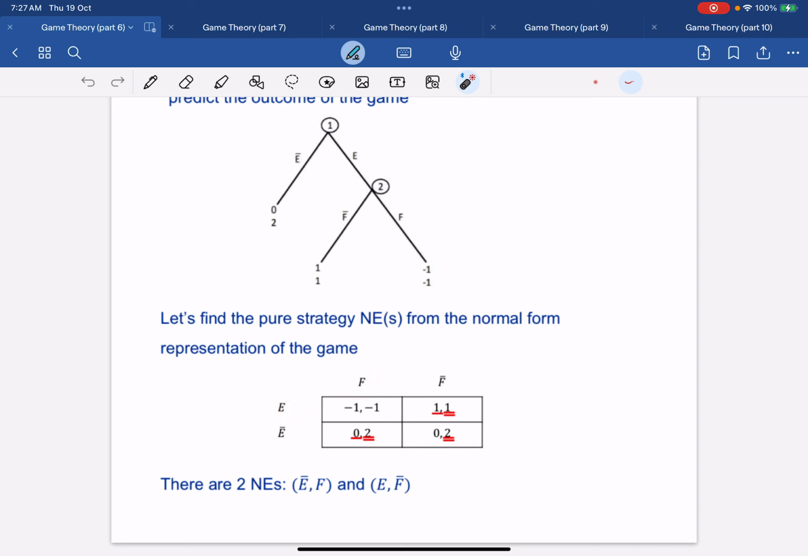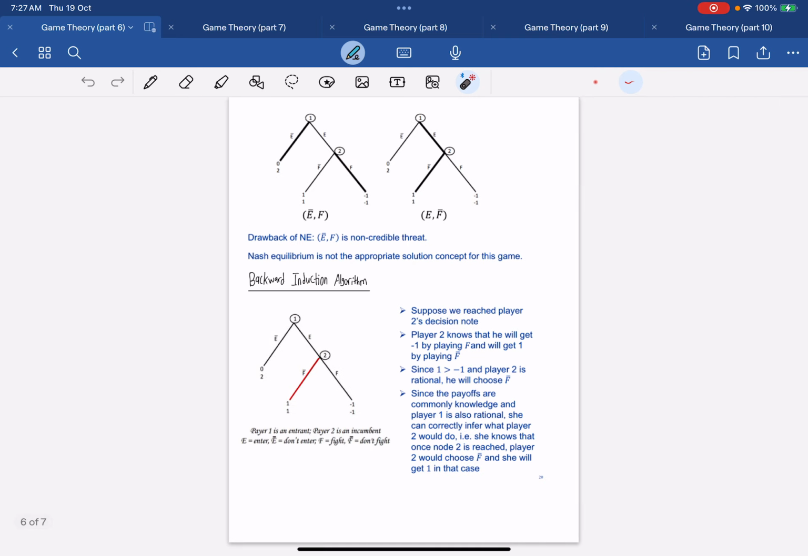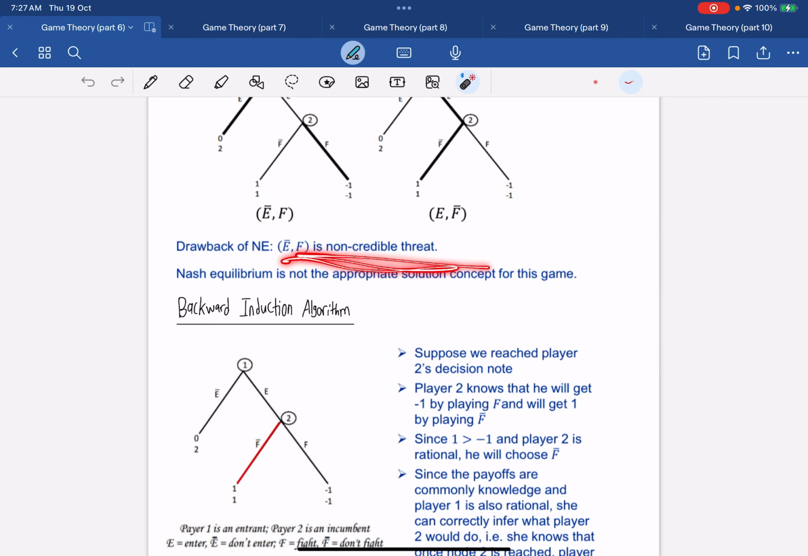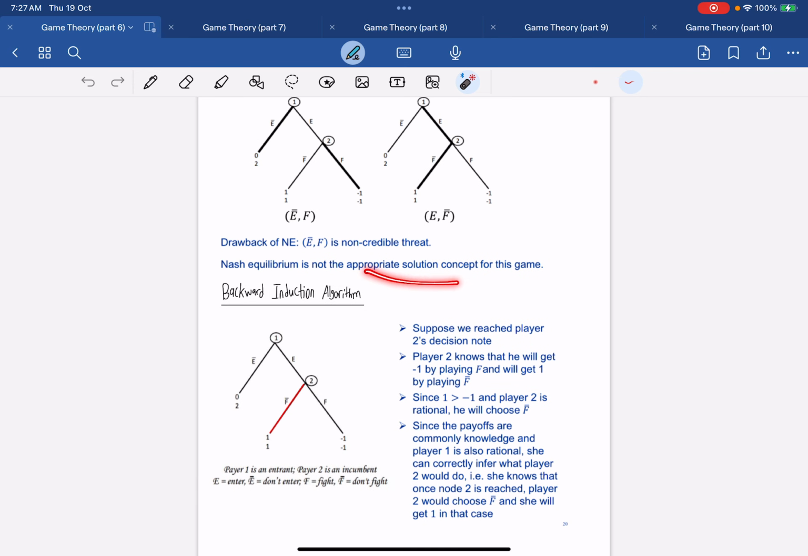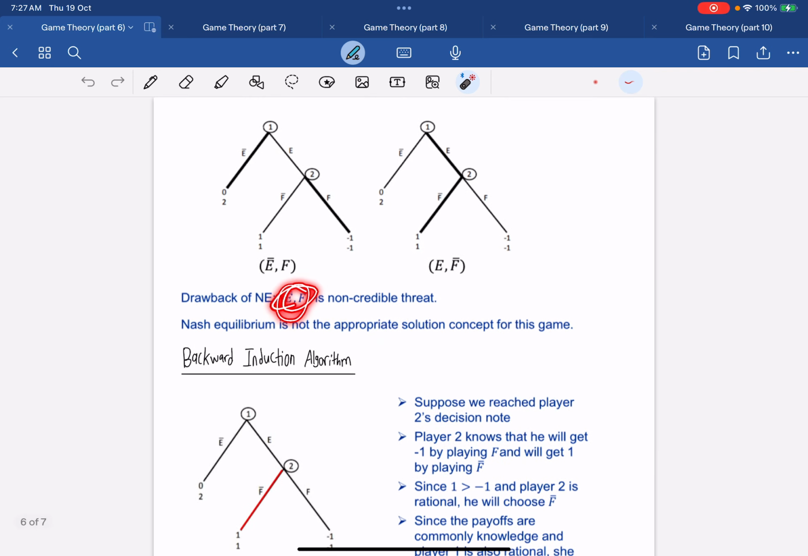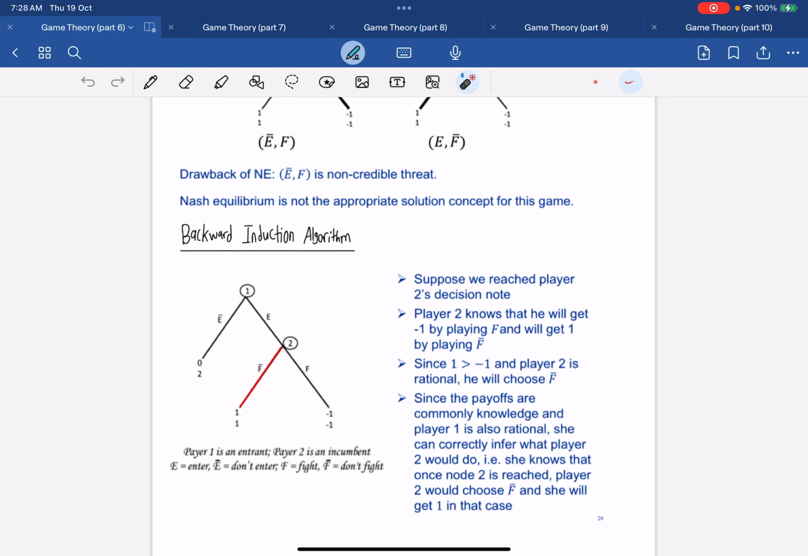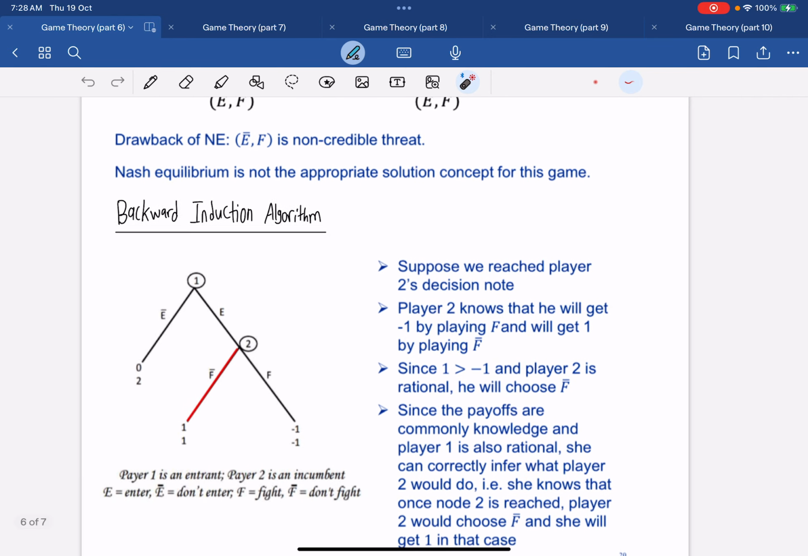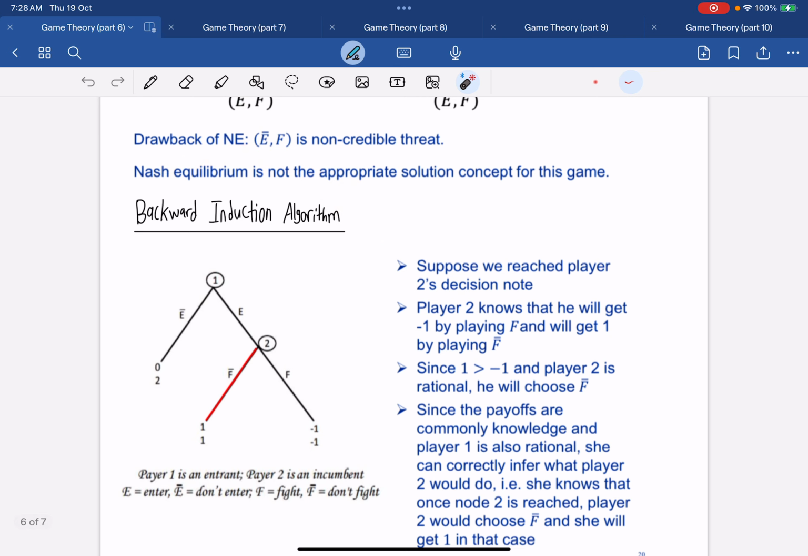But if you think about it, not entering and fighting is not a valid possible outcome, because when you don't enter already, then there is no fighting, there is no second entry to be done. So what we say is this is a non-credible threat if you use the Nash equilibrium only. So actually, this is not an appropriate solution concept for the game. It's non-credible because this won't occur, the outcome will only be don't enter. That's it. So we need to think of another way, and this comes with the backwards induction algorithm.